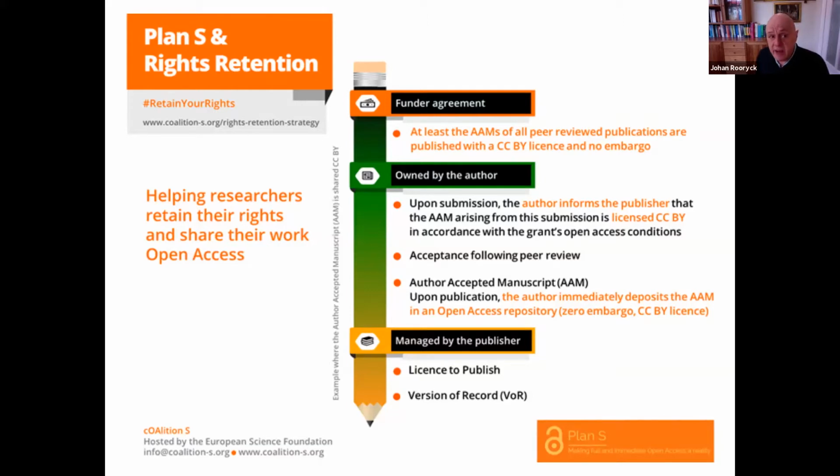Afterwards, they can sign another copyright agreement with the publisher. It does not matter. The previous agreement will take precedence over the later one. That is very important. So the version of record can end up with the publisher. They can publish it behind the paywall for whatever we care. But we will have secured the rights on the AAM for the author. That's why we call it the rights retention strategy. The author retains rights on the AAM.